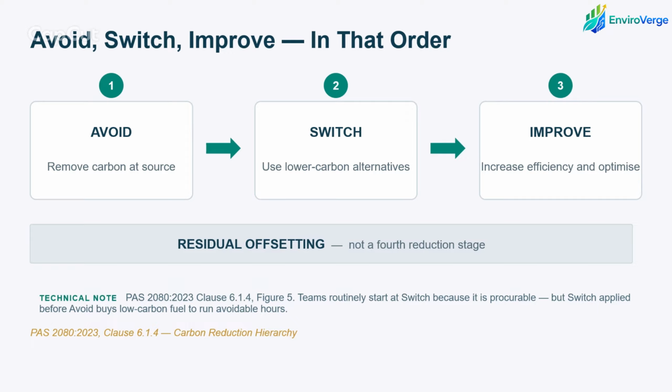Most teams start at switch because switch is procurable. You can buy it on a purchase order. But switch applied before avoid just buys expensive low-carbon fuel to run hours you never needed.